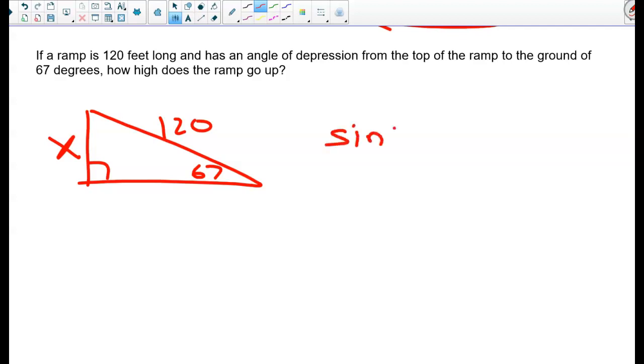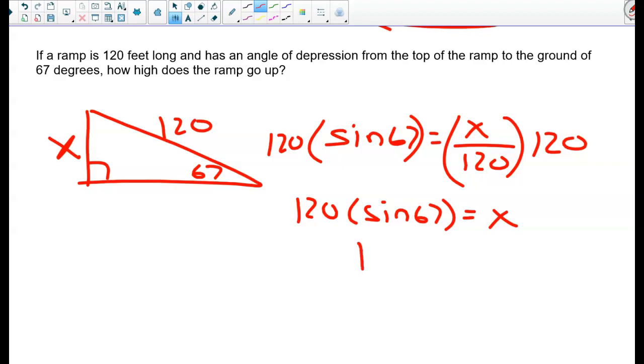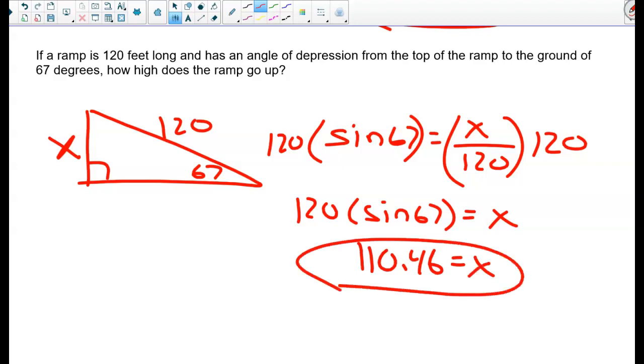The sine of 67 equals x over 120. This becomes a one-step problem. 120 times the sine of 67 equals your x. And we'll go right to our calculator. Sine of 67 times 120. We're going to say this ramp is 110.46 feet long. And that's my answer.